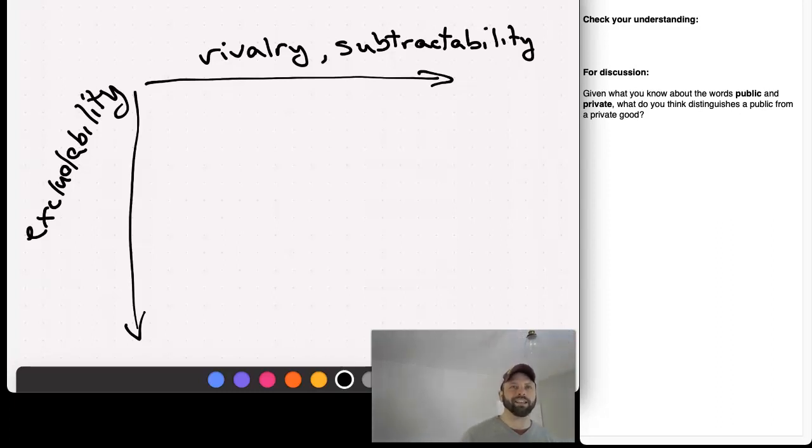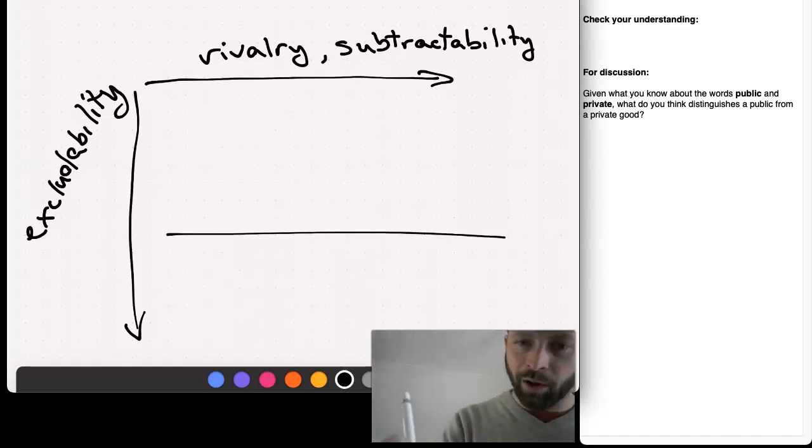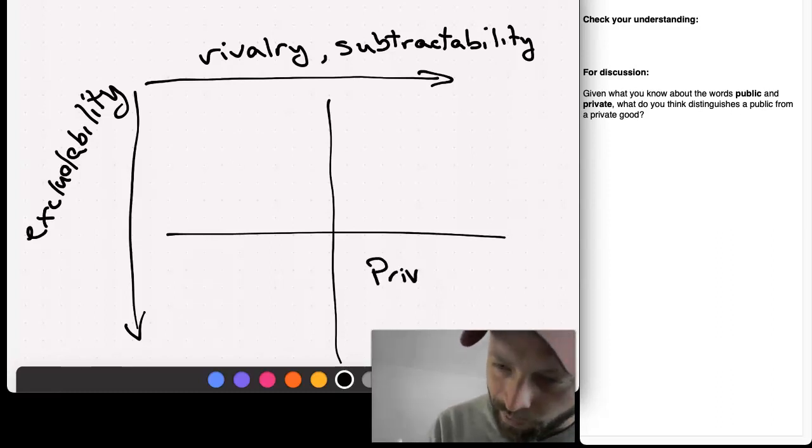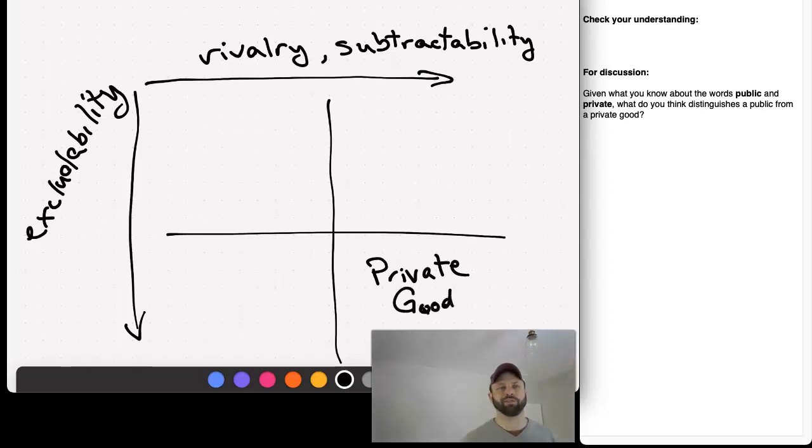And Ostrom was really keen on telling us that these are continuous spectrums, right? It's a typology because we're going to talk about ideal types, but it's not the case that any good or service is just excludable or not, right? Nonetheless, it helps us define 4 major quadrants here, where private goods exist in this very particular space. Private goods are both very subtractable and very excludable.